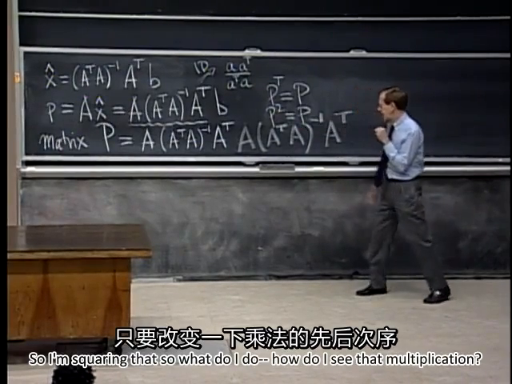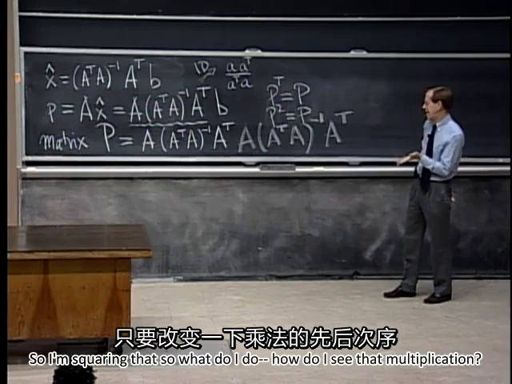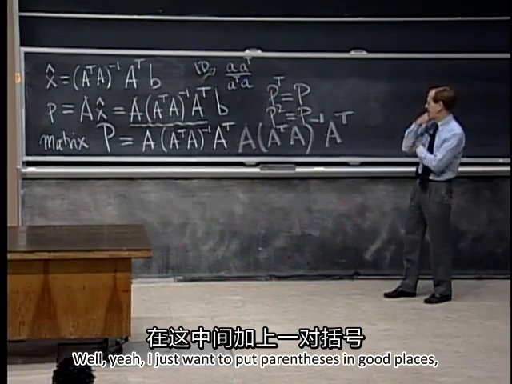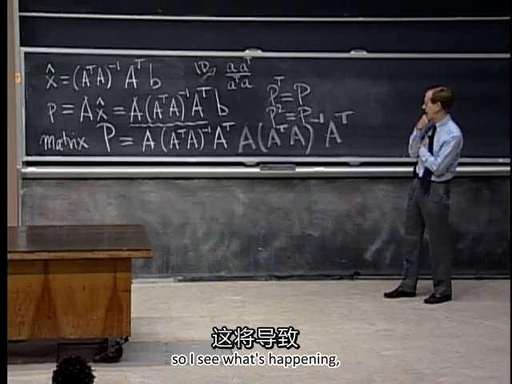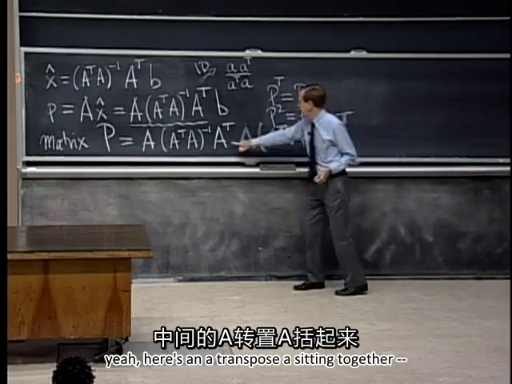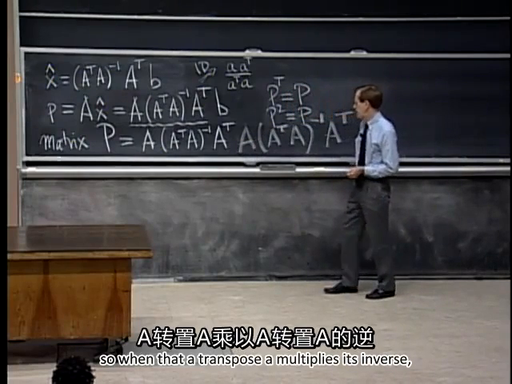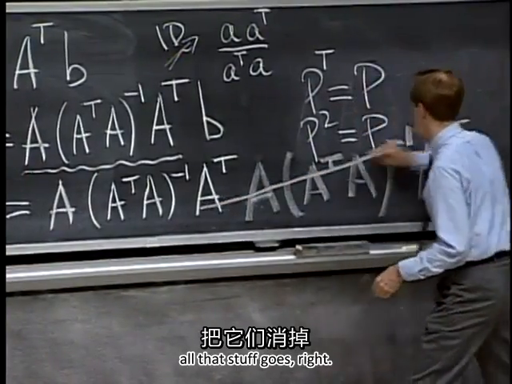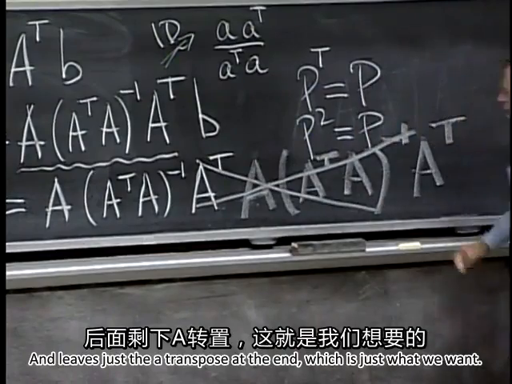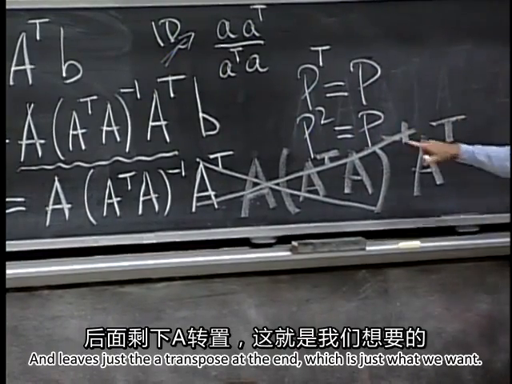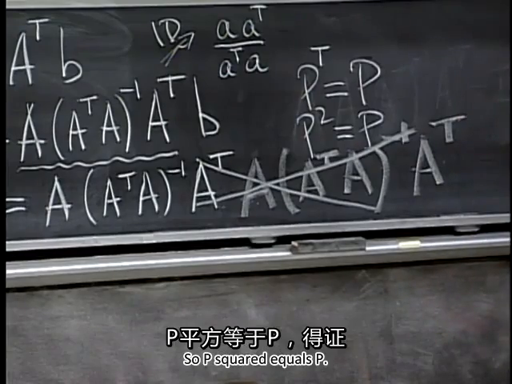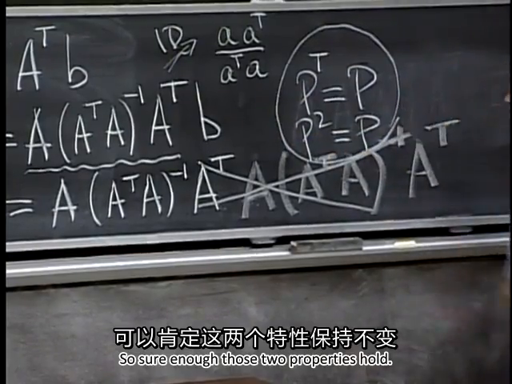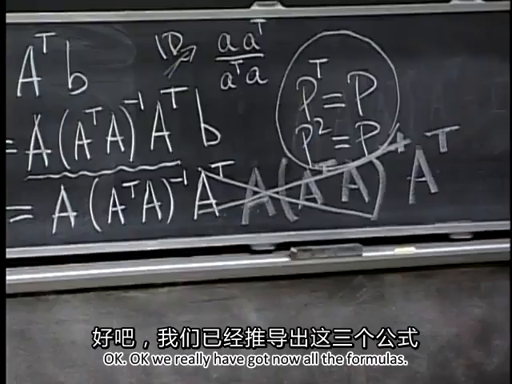So I'm squaring that. How do I see that multiplication? I just want to put parentheses in good places so I see what's happening. Here's an A transpose A sitting together. So when that A transpose A multiplies its inverse, all that stuff goes, and leaves just the A transpose at the end, which is just what we want. So P squared equals P. Sure enough, those two properties hold. Okay.